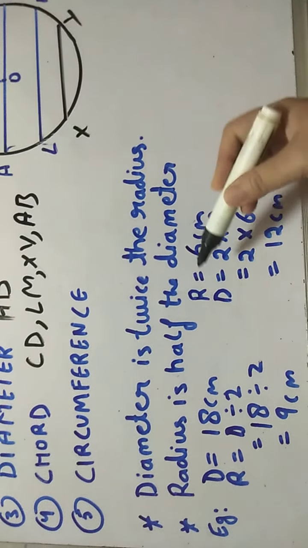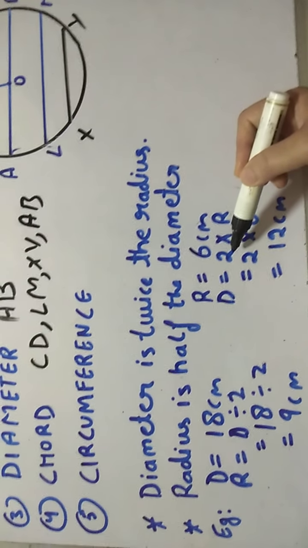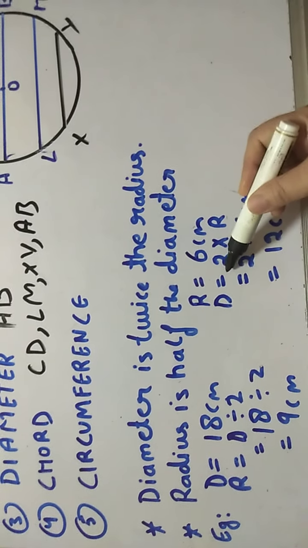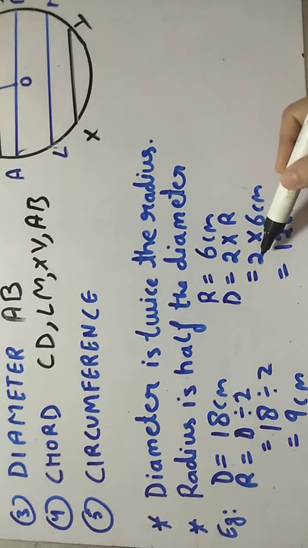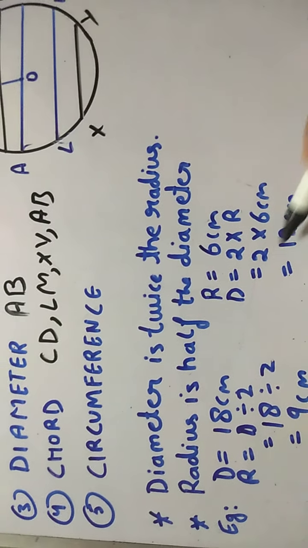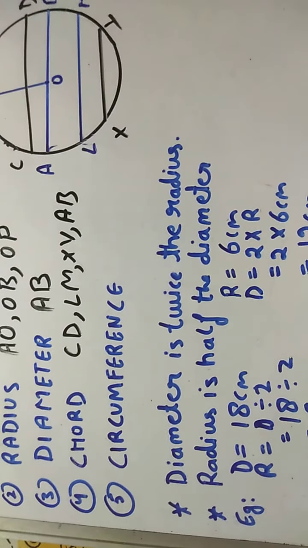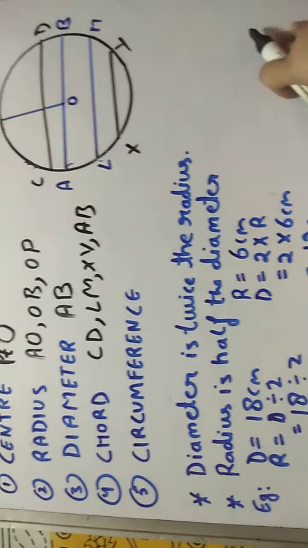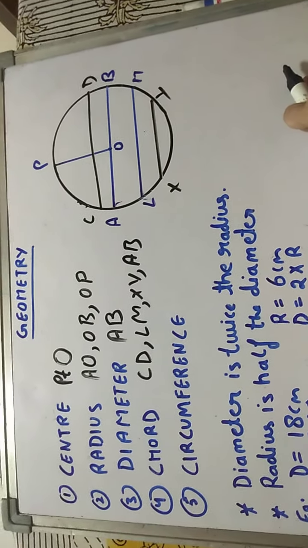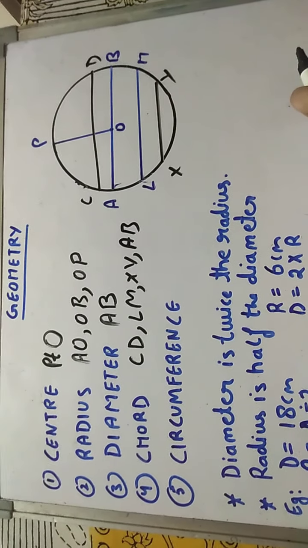Okay, now if we are given the radius and we have to find the diameter, in that case the formula will be 2 multiplied by radius. R is radius here. So diameter will be 2 multiplied by radius. That means 2 multiplied by 6 centimeters. So answer is diameter will be 12 centimeters. Clear, children? I hope now you are familiar with the various definitions and various parts of a circle, and now you will be able to solve the questions which will be given to you.